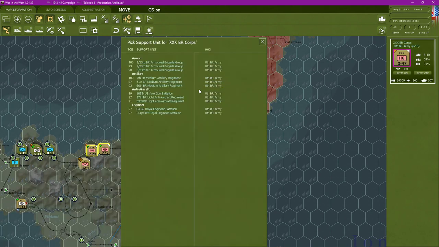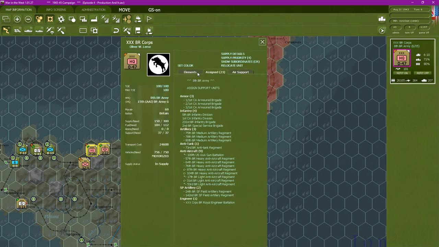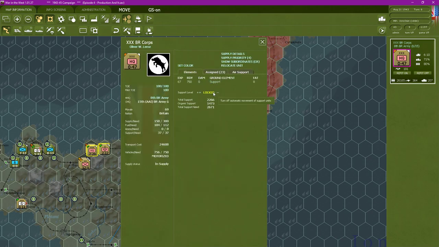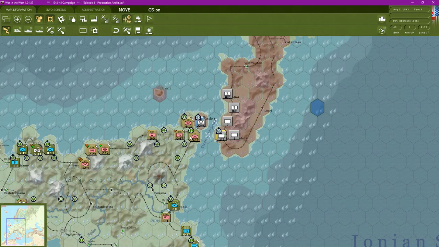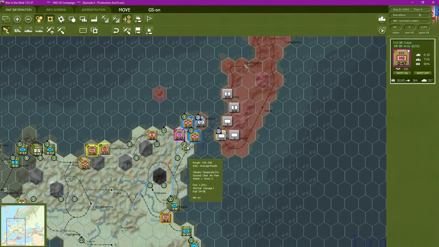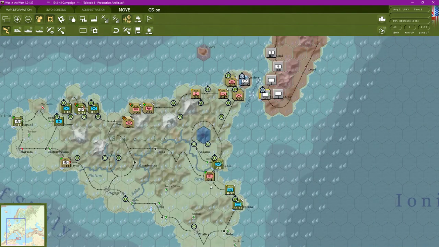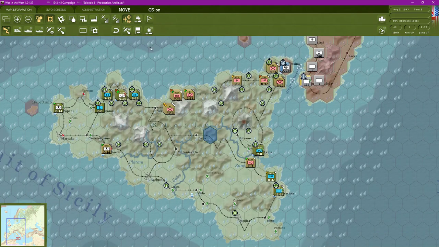Okay. Let's increase the amount of AA in the area. So we'll take these elements from the 8th British Rifle Army. Okay, and lock. There we go, so we should increase the amount of AA available in the area. Hopefully increase the air defenses in this area as well, which is fantastic.